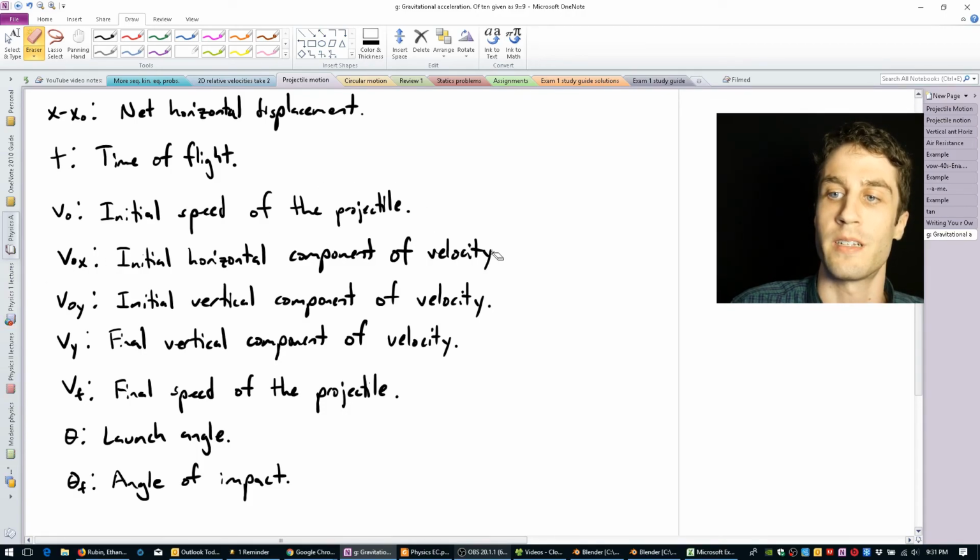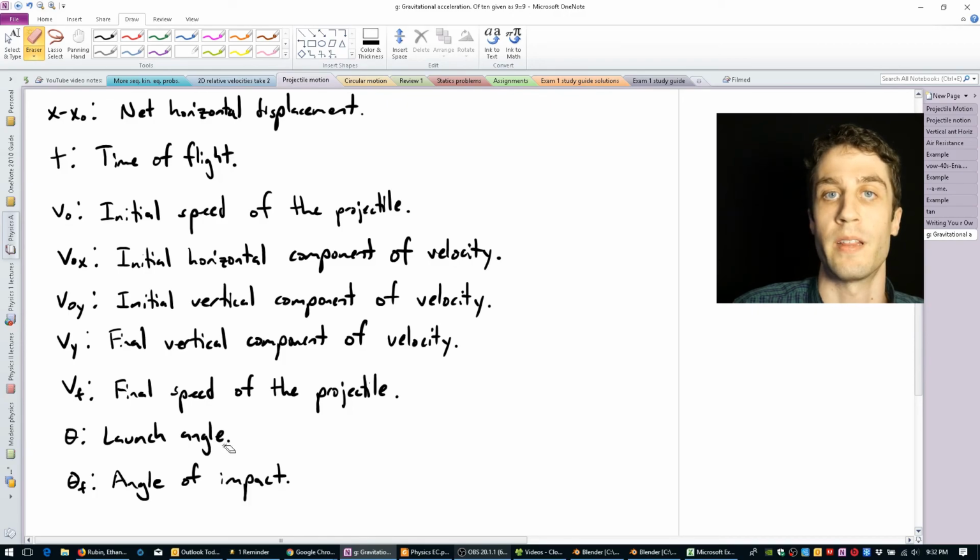v naught, the initial speed of the projectile. v naught x, the initial horizontal component of the velocity. v naught y, the initial vertical component of the velocity. v y, the final vertical component of the velocity. And v x, of course, is going to be the same as the initial horizontal component of the velocity. v final, the final speed of the projectile. On the last problem, I just used v without any subscript in a couple of places, but the point is that it's the final speed of the projectile.